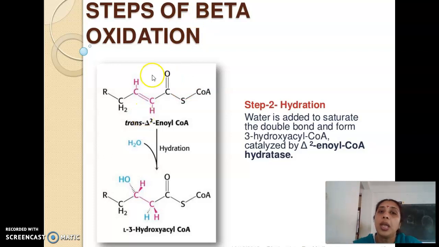Now we are going to remove this double bond. In a double bond, remove it and incorporate water, right? H comes to the alpha carbon atom and OH comes to the beta carbon atom.